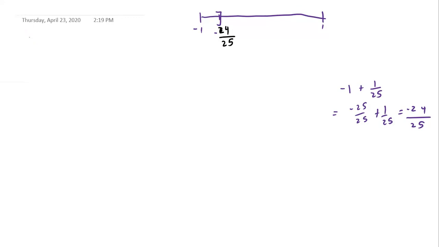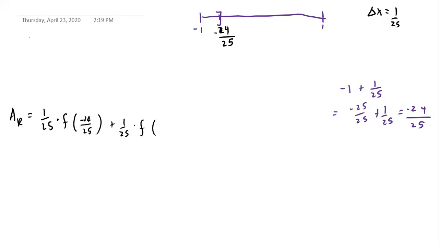So what's the sum going to be? Well, the change in x is always the same. Remember, the change in x was 1 over 25. Now we go ahead and do this. So length is change in x times the function evaluated at the first right endpoint, which is negative 24 over 25. And as I mentioned, once you know the first right endpoint, you just need to add change in x a bunch of times. So plus 1 over 25 times f of, what's the next right endpoint? Well, negative 24 plus 1 over 25.